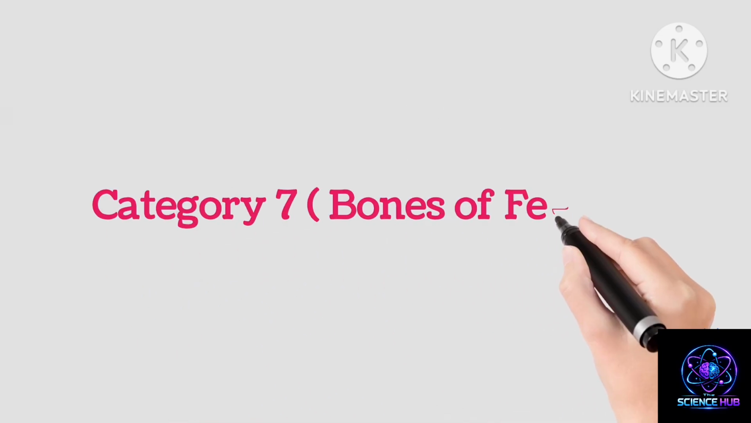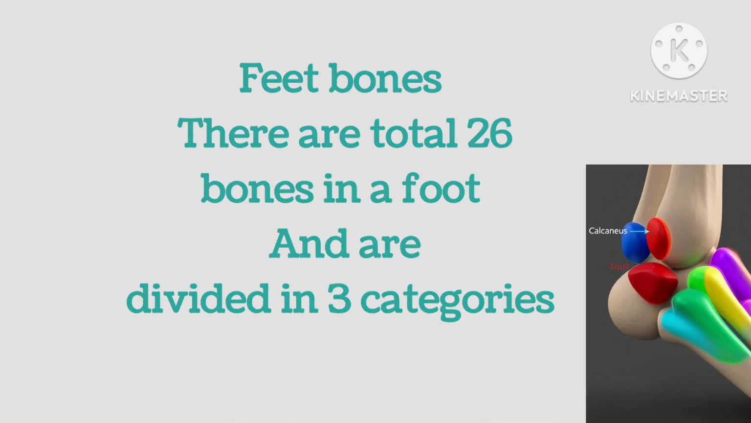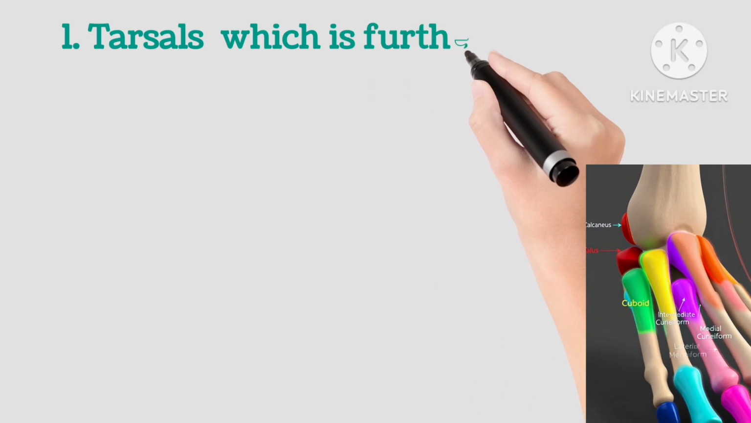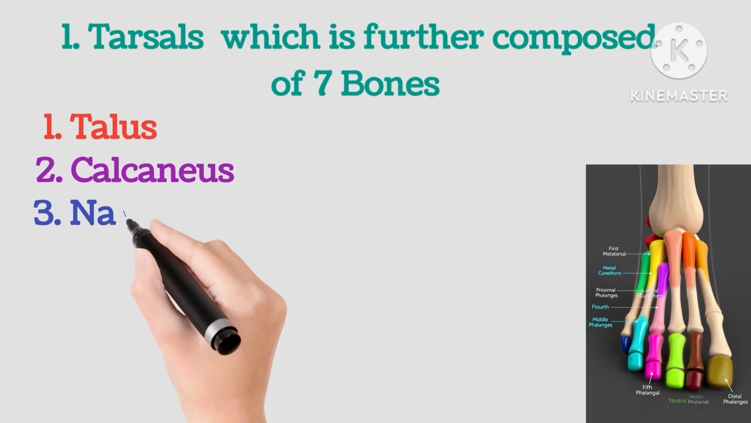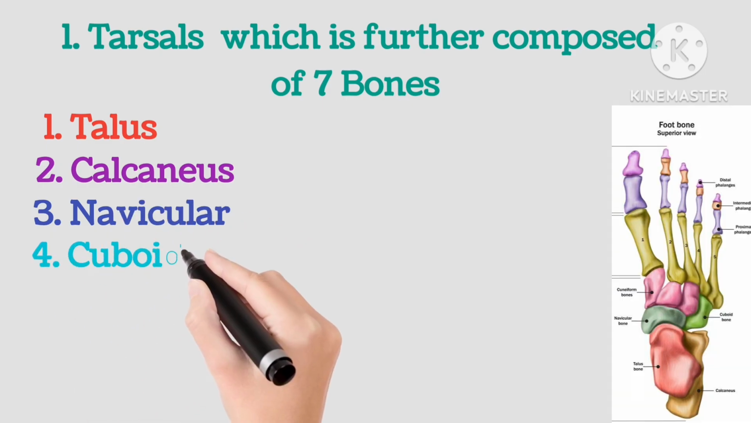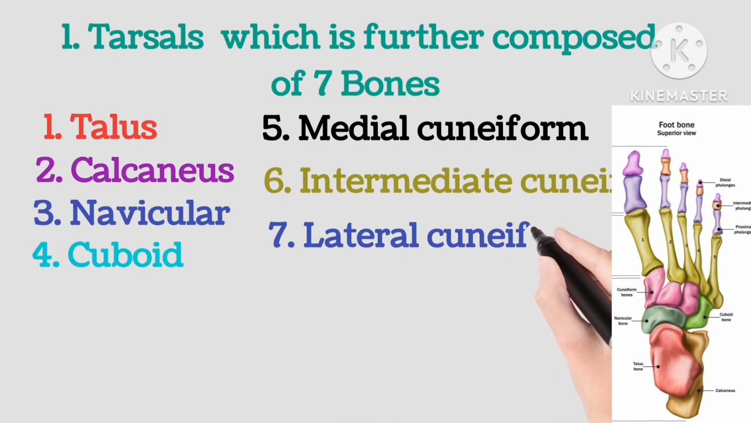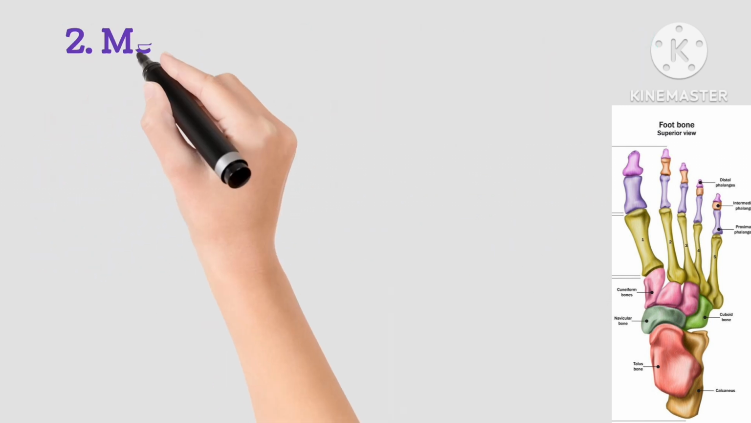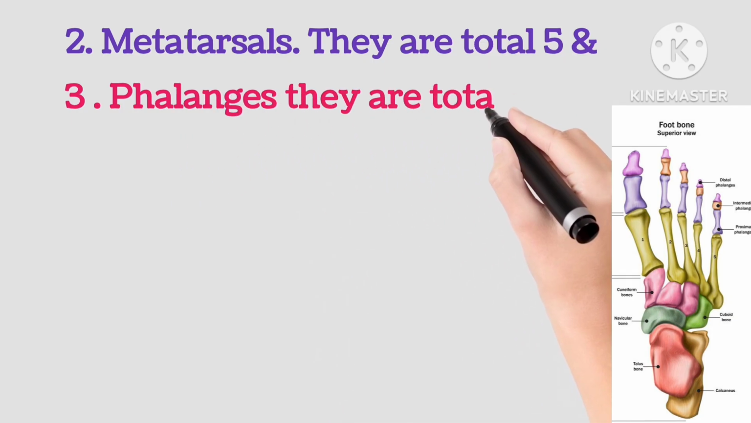Category 7, bones of feet. There are a total of 26 bones in a foot and they are divided into 3 categories. Number 1, tarsals, which is further composed of 7 bones. 1, talus. 2, calcaneus. 3, navicular. 4, cuboid. 5, medial cuneiform. 6, intermediate cuneiform. 7, lateral cuneiform. Number 2, metatarsals. They are a total of 5. And number 3, phalanges. They are a total of 14.